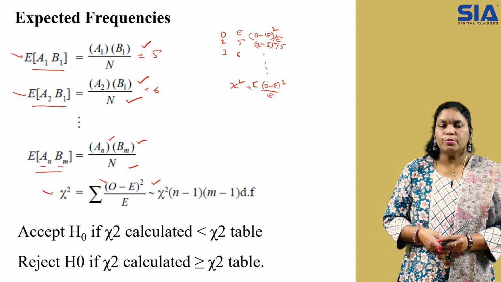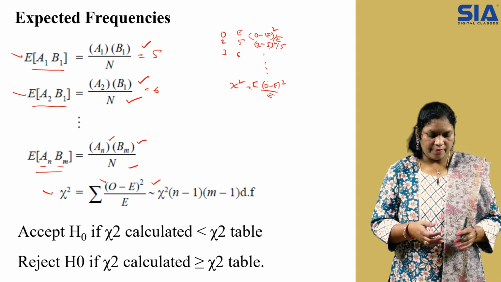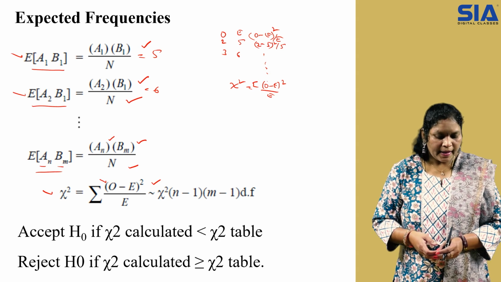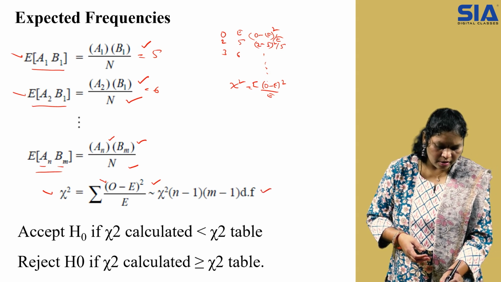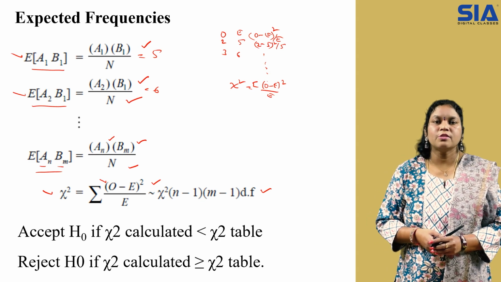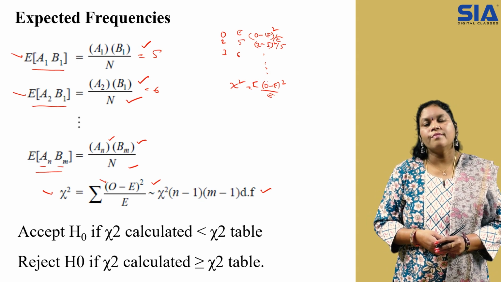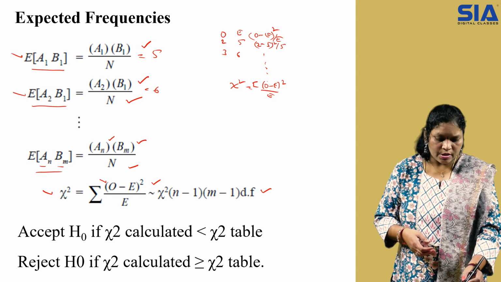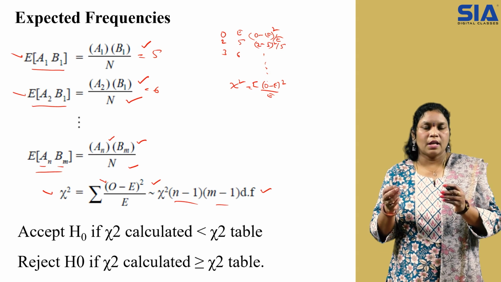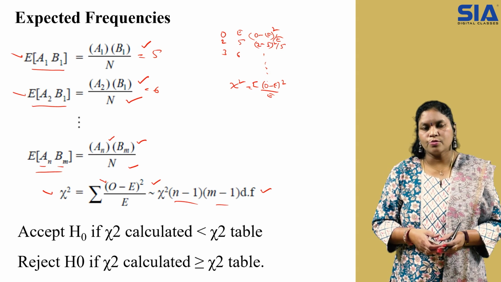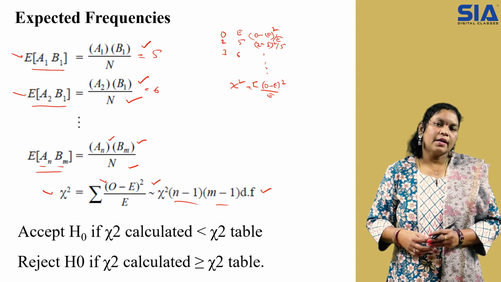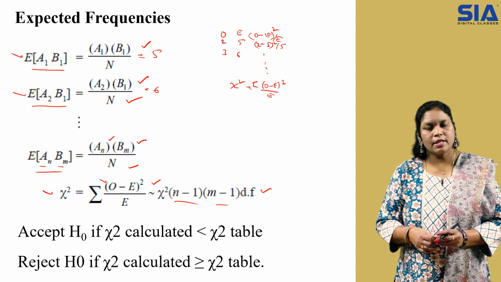So in this way we do the problem whenever we have independent attributes type of data. This chi-square formula follows a chi-square distribution with n minus 1 comma m minus 1 degrees of freedom. This is your small sample test, right? So we have degrees of freedom also: n minus 1 comma m minus 1. We get the table values using these degrees of freedom, so that we can finally compare and make a decision whether to accept H0 or reject H0.